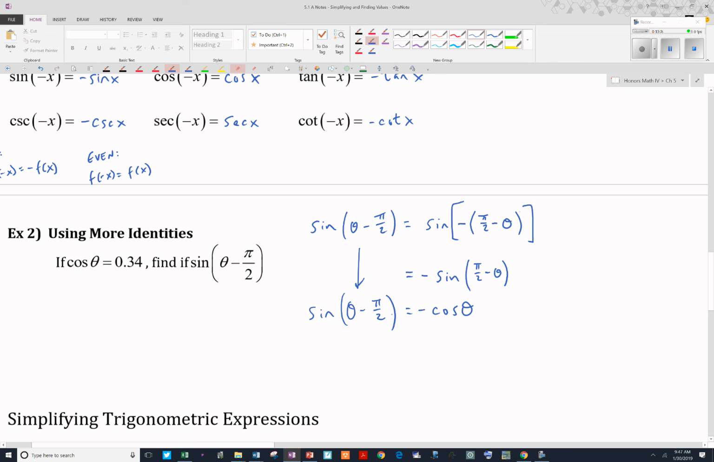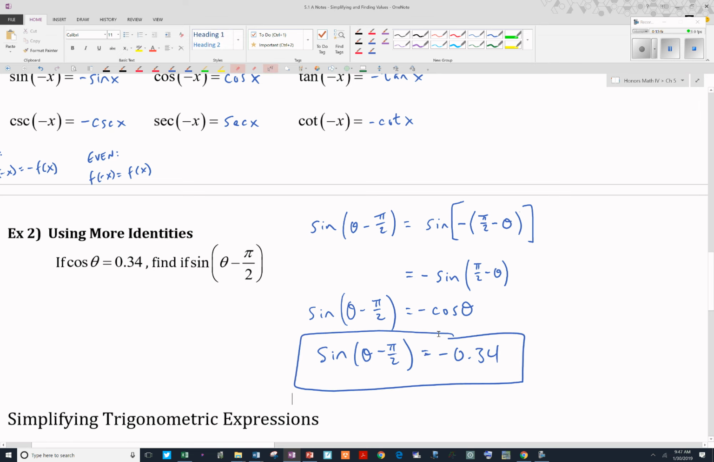It's almost like we created our own identity there. That's basically what we did. We're showing that this equals this, and we use identities to prove it. That means that this itself is an identity. It's just not one of our fundamental identities. So what we can do then is say that this must be equal to, since it's equal to negative cosine of theta, negative 0.34. And there's our final answer there.